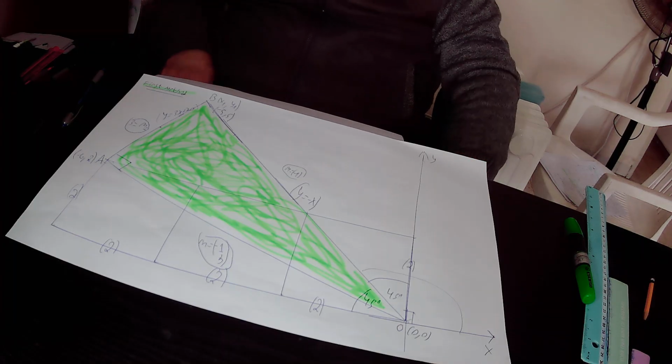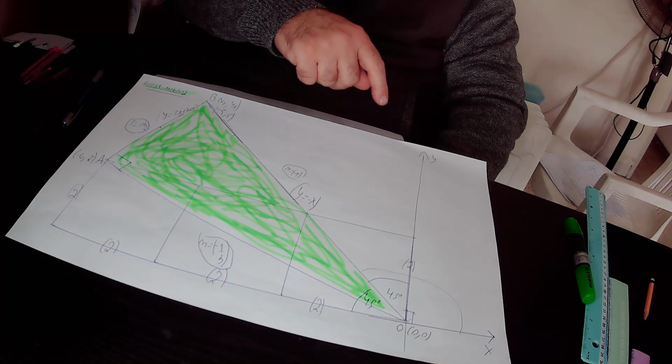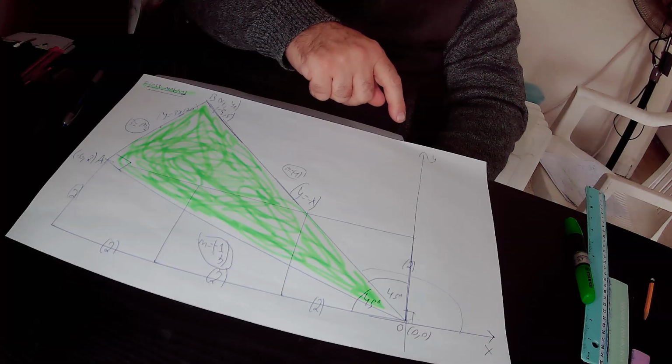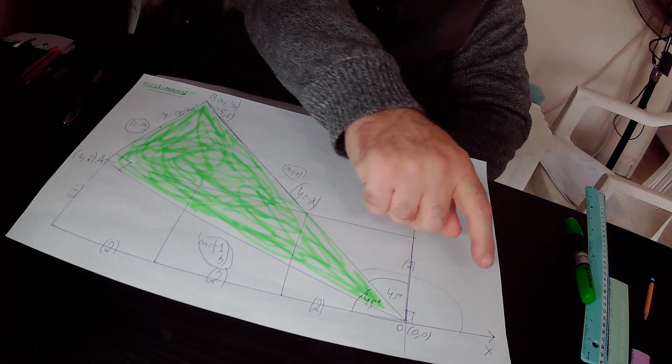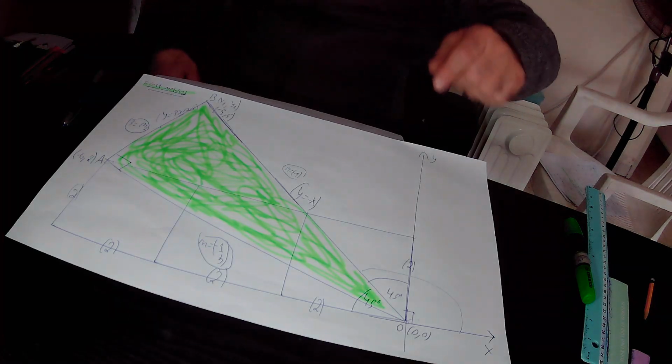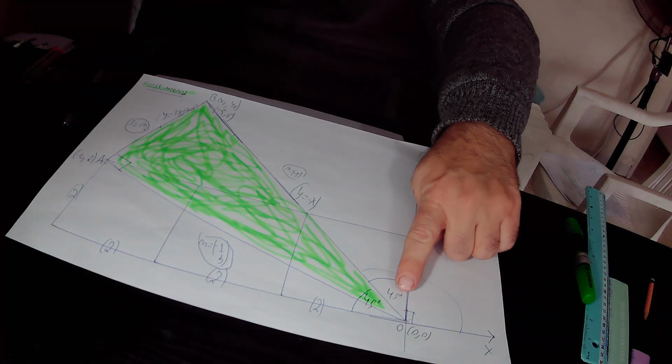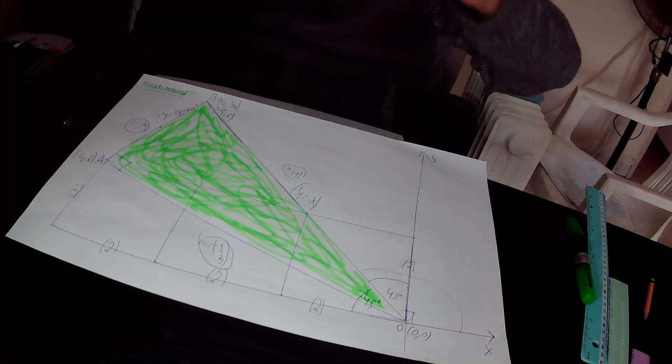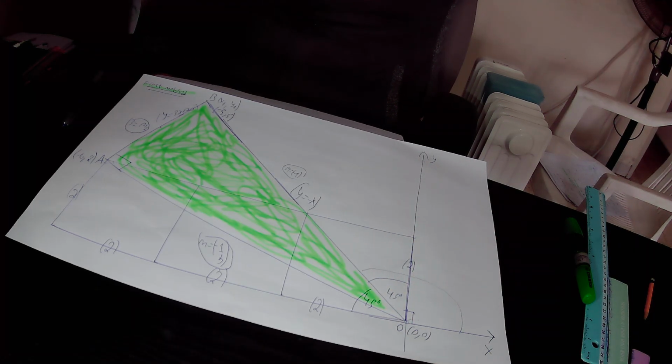And the y-axis and x-axis intersect with each other at a right angle. Therefore, this is a right angle, this is a right angle, this is a right angle, and also this is a right angle. Okay.